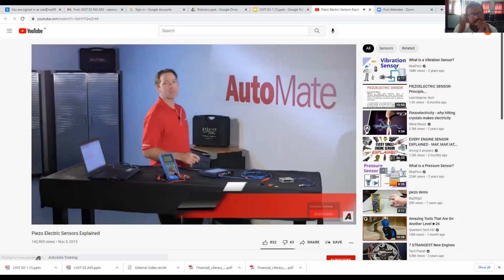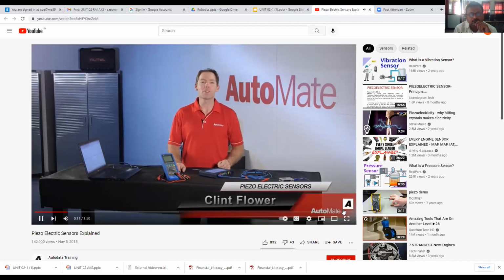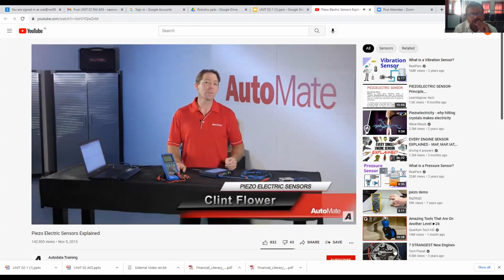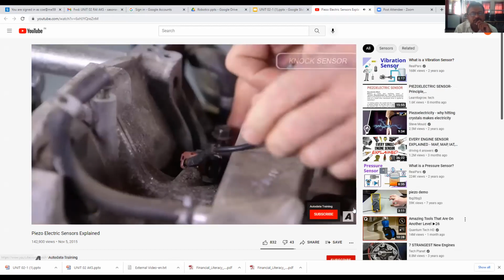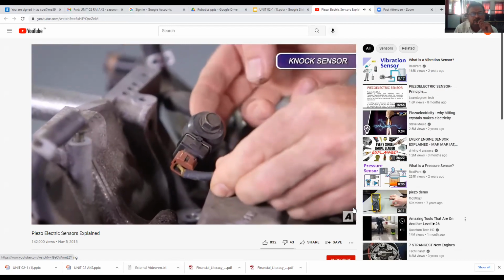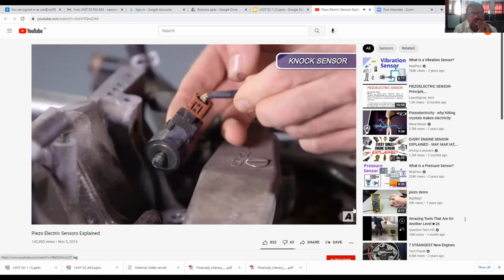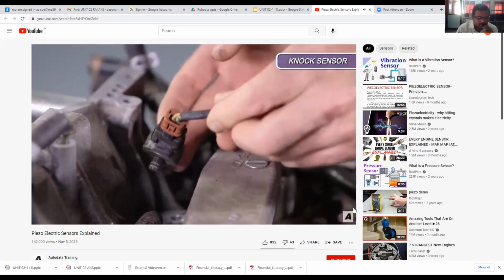Hi, I'm Clint, and welcome to Autohome. There are many uses for piezoelectrical devices in today's vehicles. We see their effects without a second thought. But can you diagnose a fault with one of these, not knowing how they work? Let's take a closer look at piezoelectricity. A knock sensor is a piezoelectric vibration sensor.